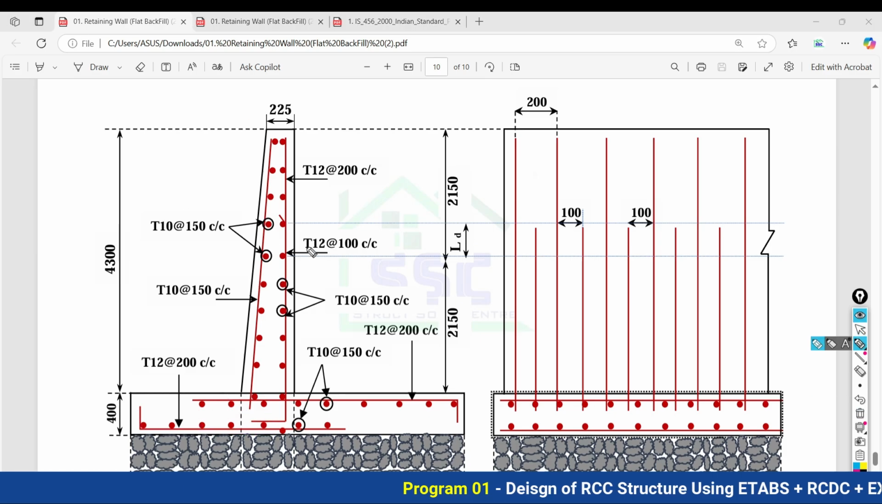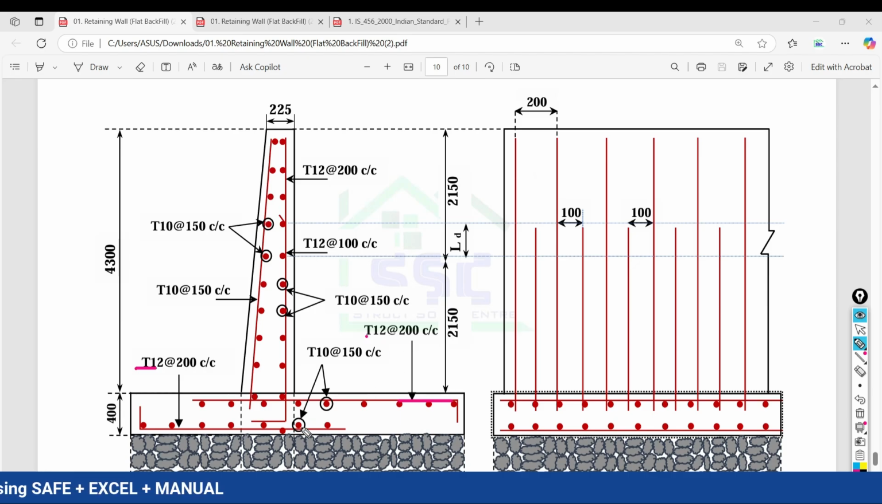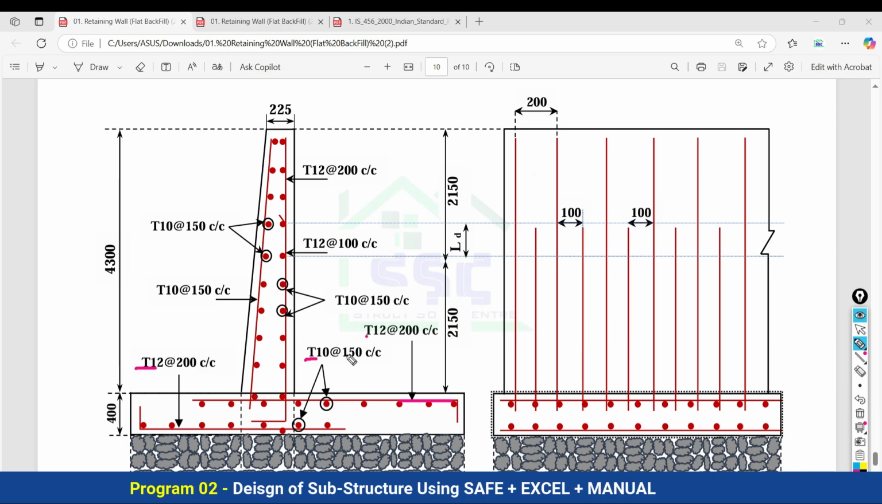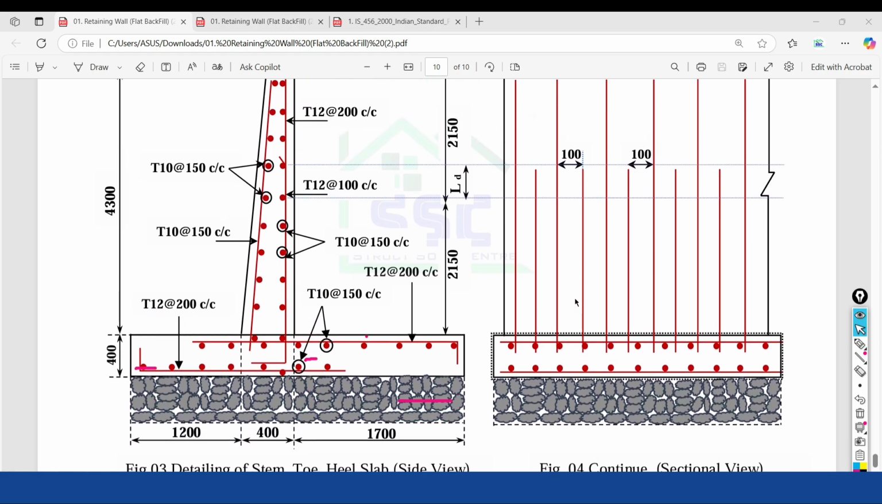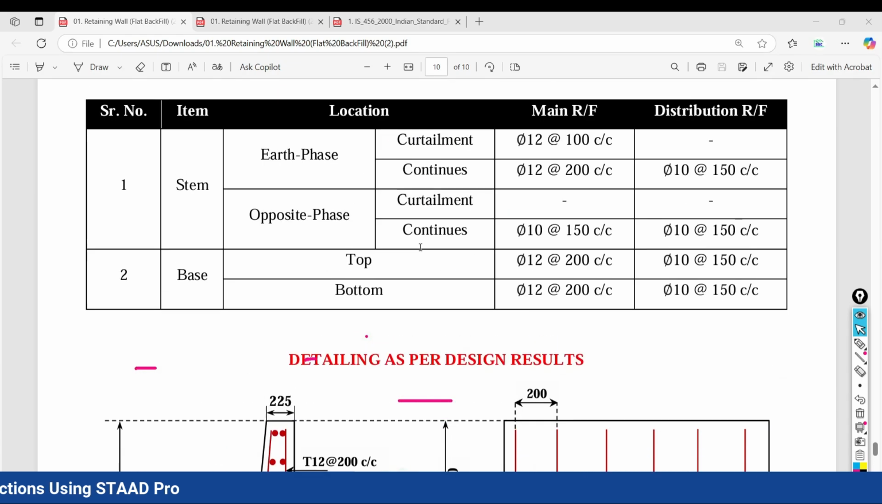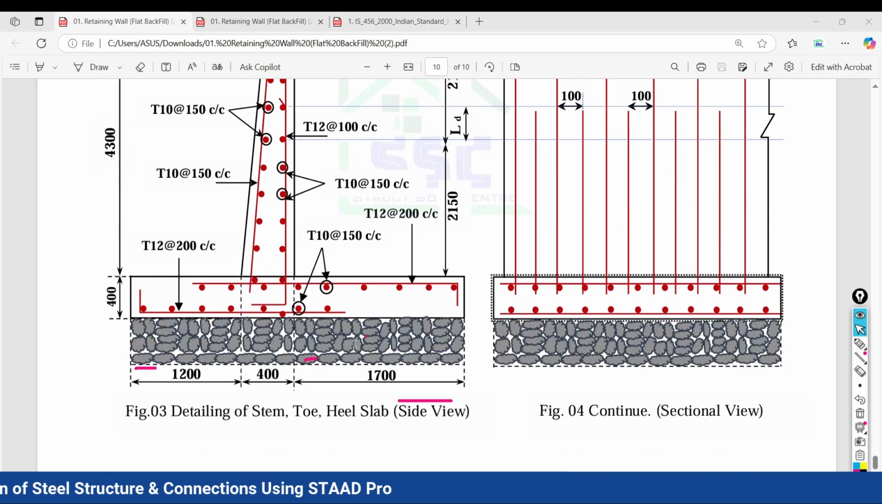For the vertical stem, the reinforcement we have discussed. At the bottom, main reinforcement 12 mm diameter at 200, and for the top face, meaning the heel portion, 12 at 200 mm center to center, and top and bottom distribution reinforcement 10 at 150 mm center to center. And this is the section along the length. This shows how the curtailment of the bars needs to be provided. Hope that you all understood the complete design of your cantilever retaining wall with its scheduling and detailing.